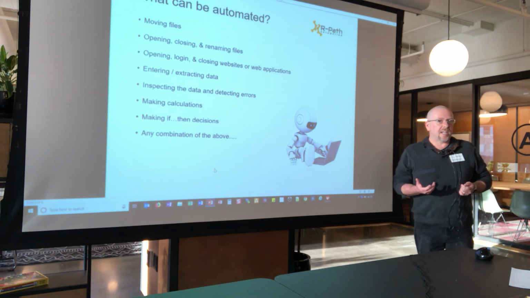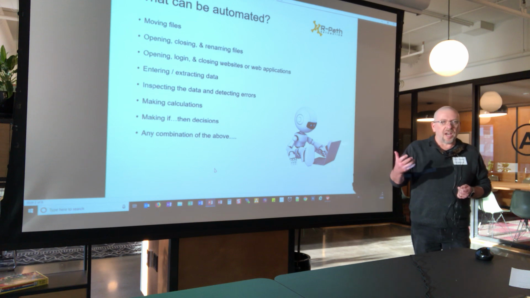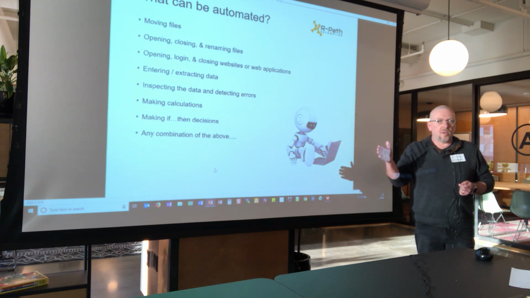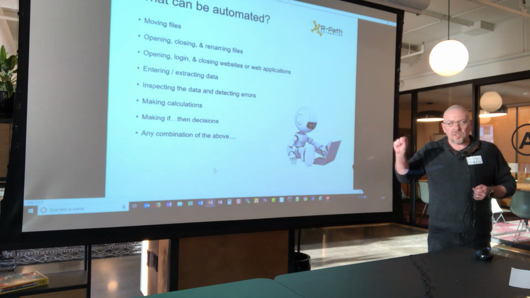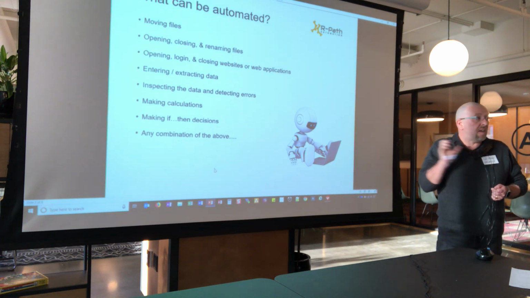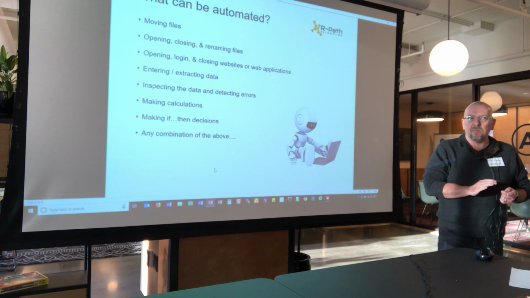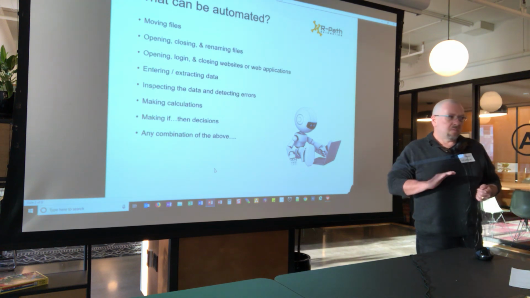Entering and extracting data. Key bread and butter again of RPA. Opening a file, going to this column, be it in an Excel spreadsheet, be it in a Word table, finding row 6 and extracting the value and saving that and putting it in some other system, right? Swivel chairing, bread and butter.